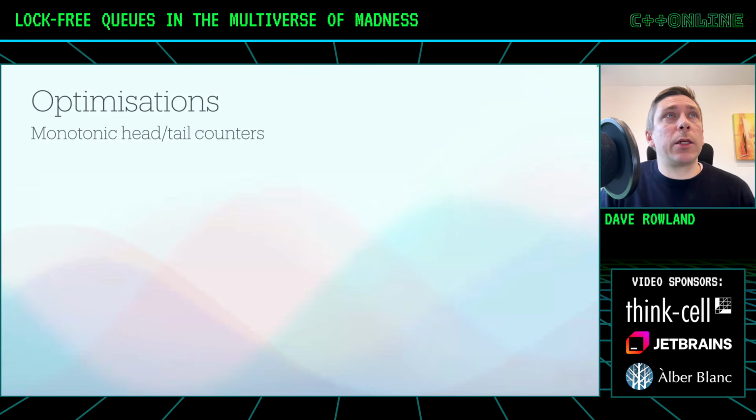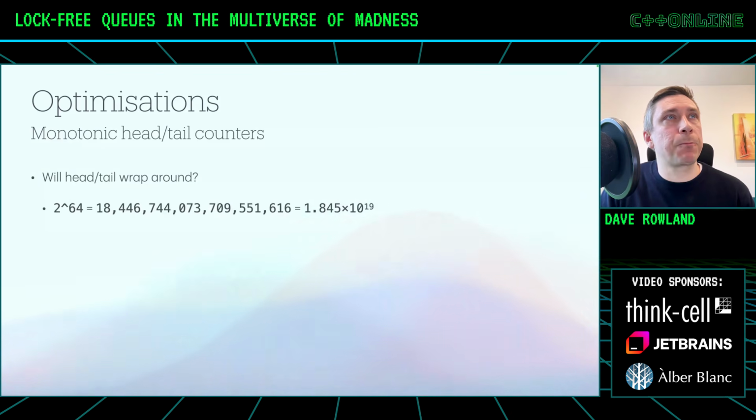So the question that always occurs when you talk about these monotonic head and tail counters, or any counters really, and they happen a lot in lock-free programming, is will they wrap around? To get an intuition about that, we can do a back of the napkin calculation. We have 2 to the power 64, as we're using 64-bit size_t's. So that's the number of possible values that we can get.